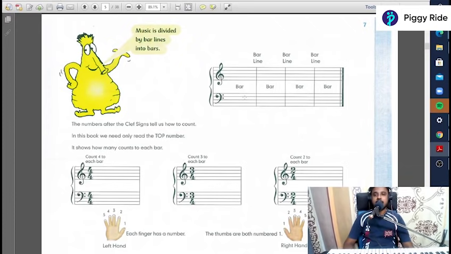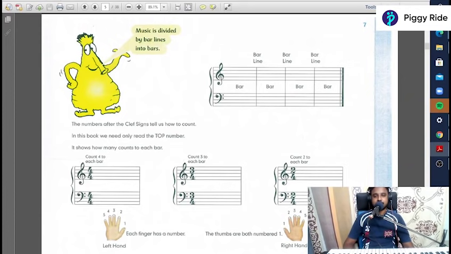The bars are divided with the help of the time signature, like in the bottom image. Here we can see 4 4, 3 4, 2 4. If it is 4 4, each and every bar will contain only 4 counts. If it is 3, each bar will contain 3 counts. If it is 2 4, each bar will contain 2 counts. So the bars are divided with the help of the time signature. For this book we will only concentrate on the top numbers. Later we will check why we need to look at the bottom numbers.